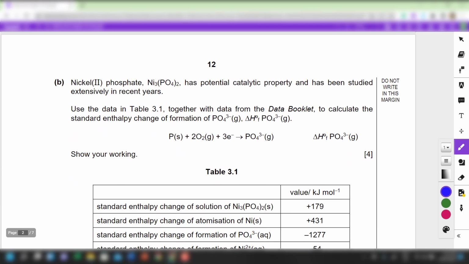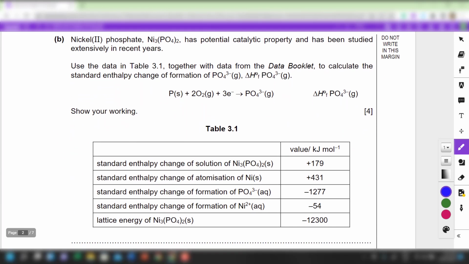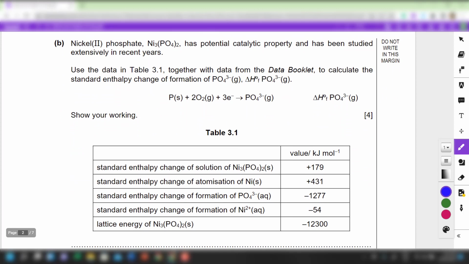Gonna move on to the energetics question. Yeah, this is quite a challenging energetics question in hindsight. Okay, why is that the case? Because it is not your usual fare where you're supposed to just draw a Born-Haber cycle and then you're done with it. Okay, it's not very straightforward. Why is it not very straightforward?